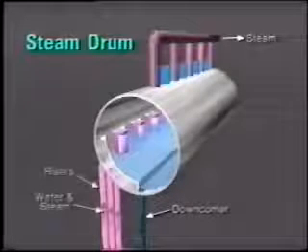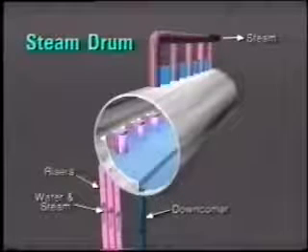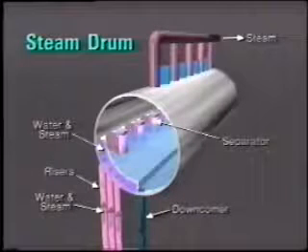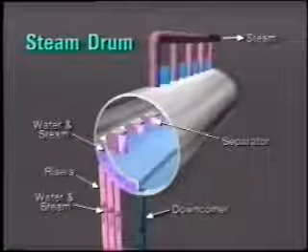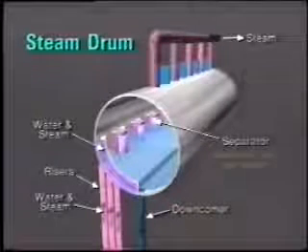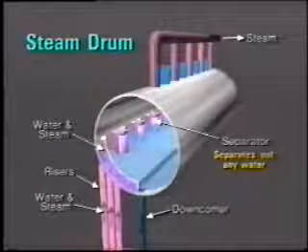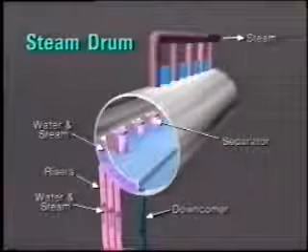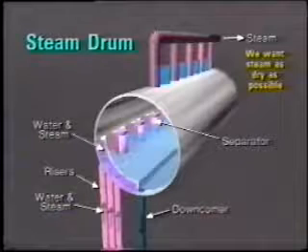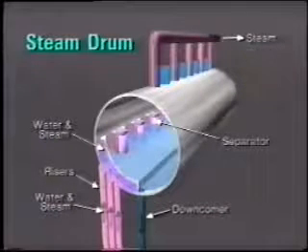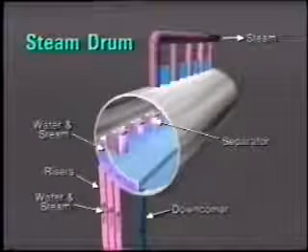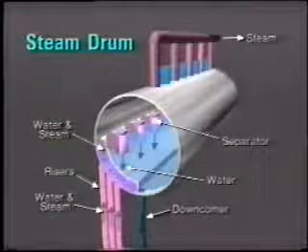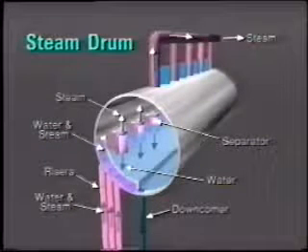Steam returning from the evaporator section is fed into the upper part of the drum, but it is first passed through separators. The function of these separators is to separate out any water droplets that may be contained in the steam. We want the steam leaving the drum to be as dry as possible. After passing through the separators, any water is directed into the lower part of the drum, while the dry steam passes out to the superheater.